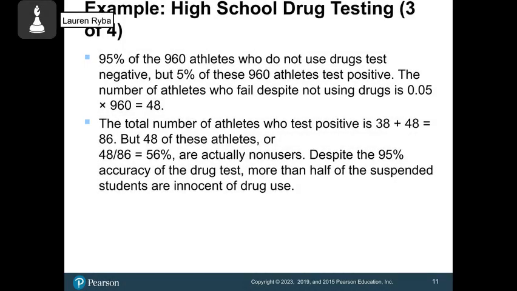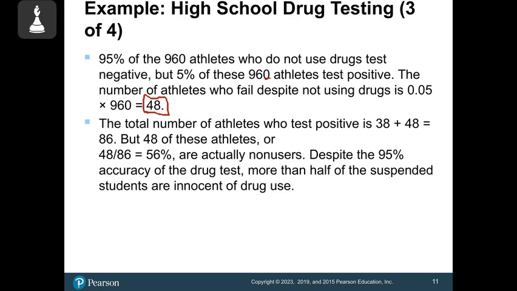Now working with the 960 athletes who do not use drugs, we know that the test is going to be 95% accurate, saying that 95% of them are in fact negative. But 5% of them are going to test positive because the test is not fully accurate. So the number of athletes who are going to fail despite actually not using any drugs is 5% of the 960. So 0.05 times 960 is 48. So we've got 48 athletes who are going to test positive, but they are not actually positive.